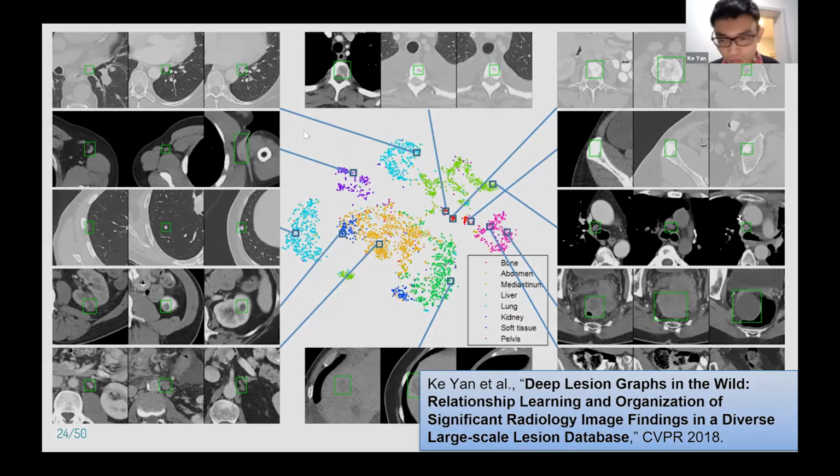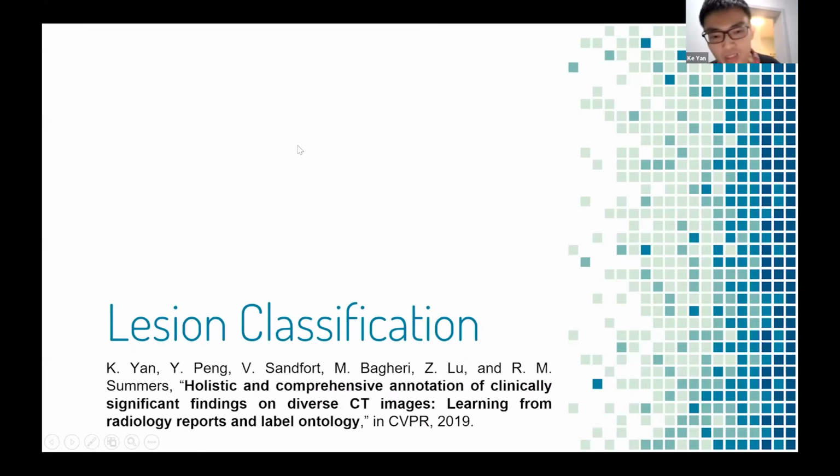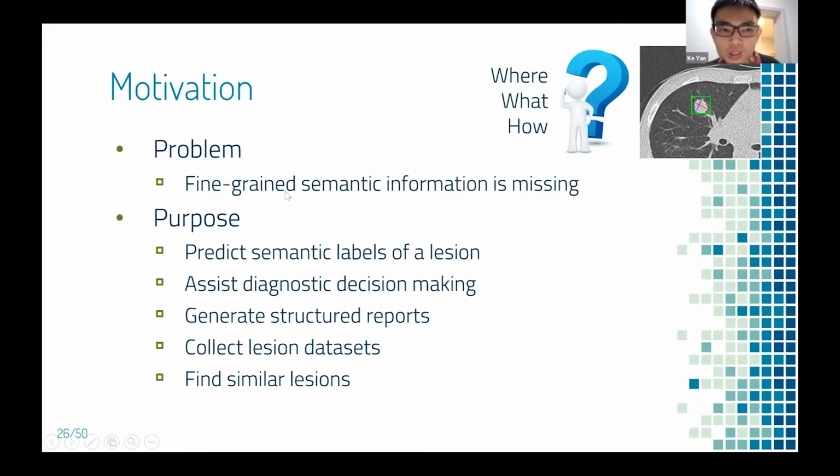And next, we do a lesion classification algorithm, which is an oral paper in CVPR 2019. In our previous task, we have grouped the similar lesions together, but we still don't know what kinds of lesions they are, what organ they are in, and what kind of attributes they have. So we want to give a prediction of the where, what, and how of each lesion.